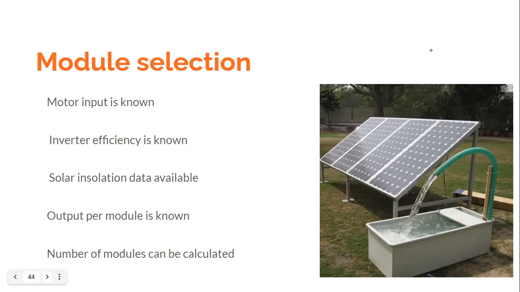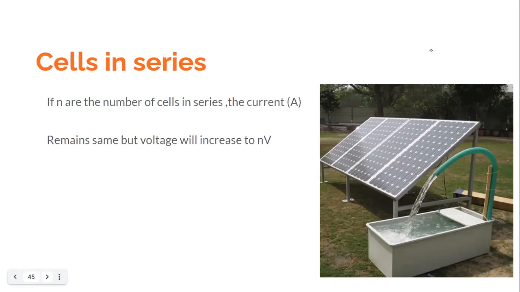And then we need to know the output per module. I talked about the output per module, that the maximum rated output per module is 300 watt peak, and that has to do with the way we are connecting the solar cells. From this, we can calculate the number of modules and arrive at the size of the array. Voltage and current are a function of how you are connecting the cells, whether in series or in parallel.